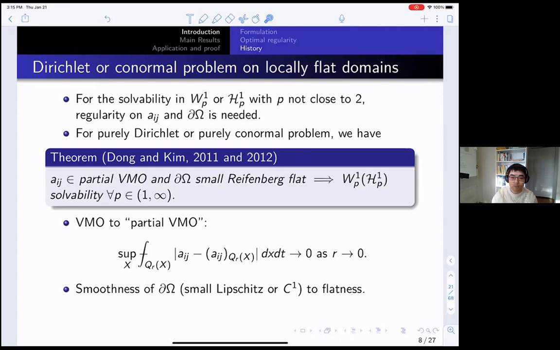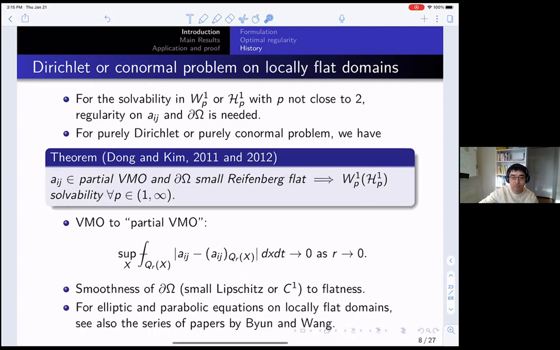So the VMO structure can be preserved under this change of variable, and this change of variable just comes from this representation for the function of the boundary. So in this case, the problem is not so different from a problem on the upper half space. Of course, for the locally flat domain, it's not a graph domain, so this flattening is not allowed. The spirit here is that once we have local flatness, then we have the W1P solvability.